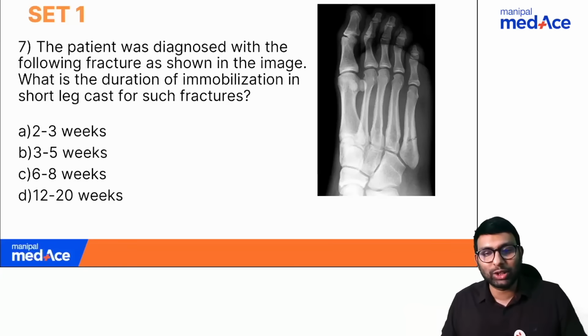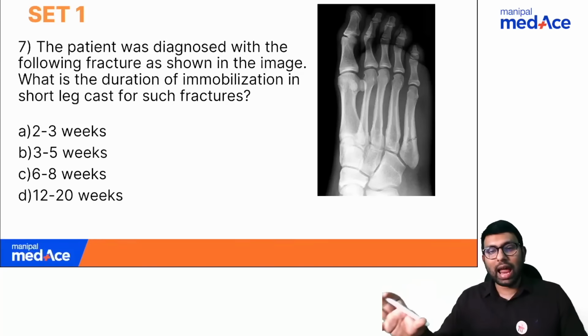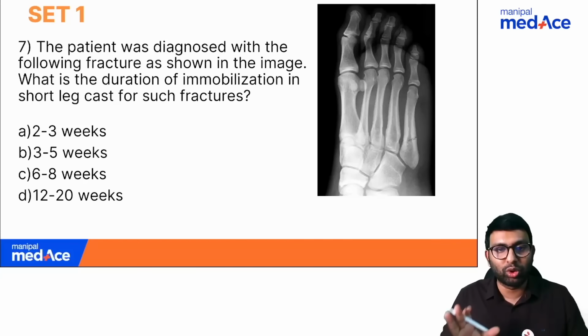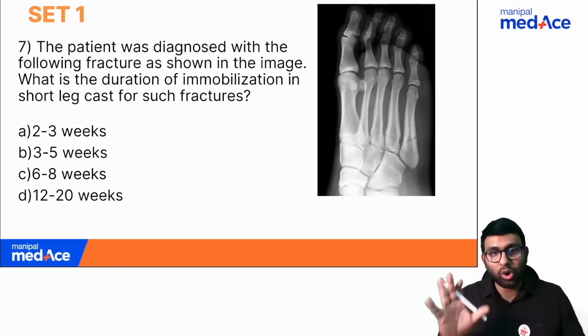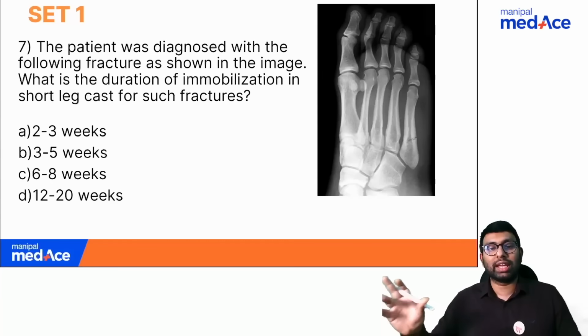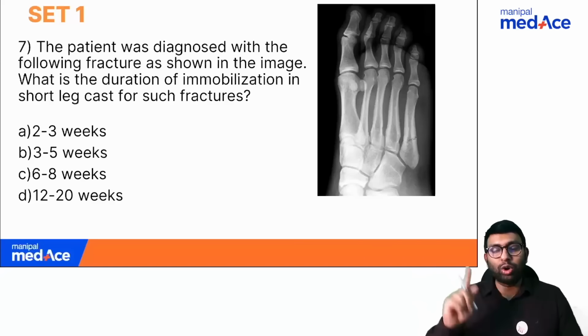Now coming to the 7th question, another question where a clinical scenario is given and a radiological image is given. So they've told you that the patient had a following fracture that is shown in the x-ray here. What is the duration of immobilization in short leg cast for such fractures? Again, not a direct question. They have not asked you what the fracture is. They have asked you how long will you immobilize such fractures in a short leg cast.